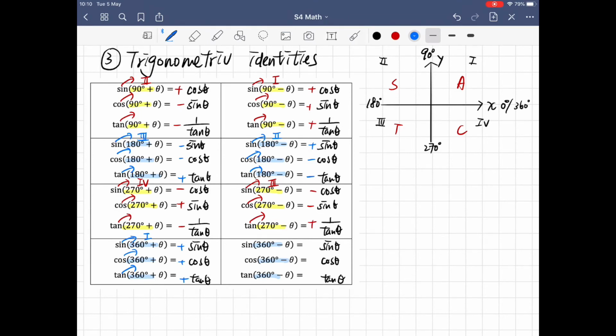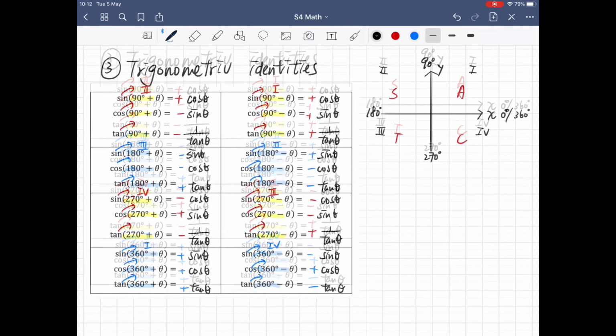And finally, for 360 degree minus theta, it will go to quadrant 4. So in quadrant 4, only cosine is positive, while sine and tangent are negative. Okay, so using these two steps, we can finish all the identities in this table.